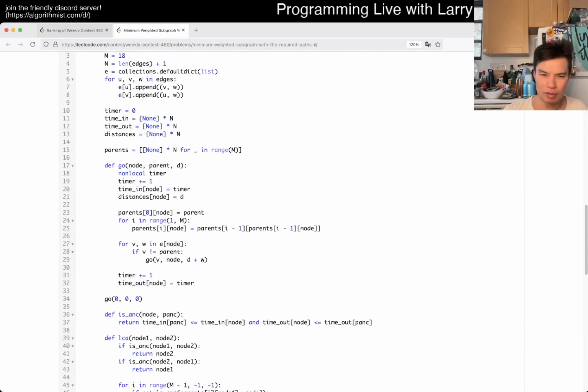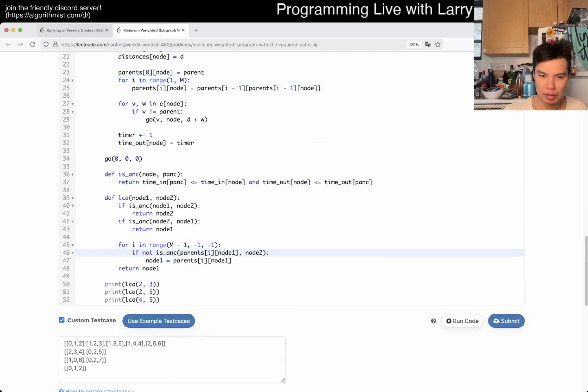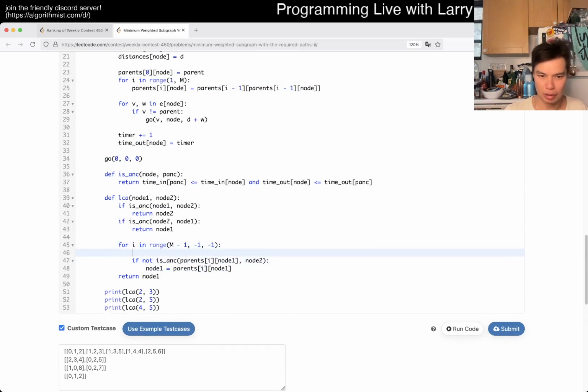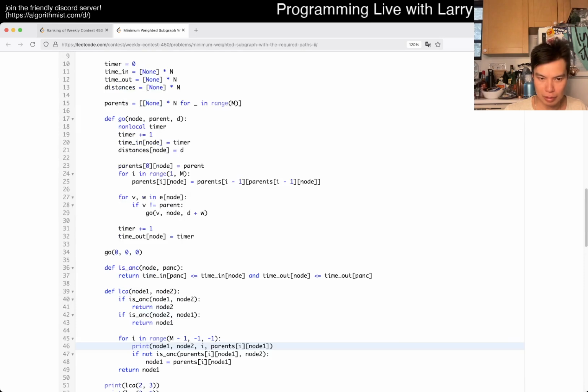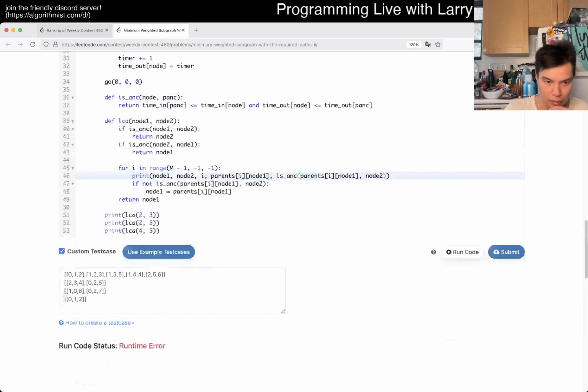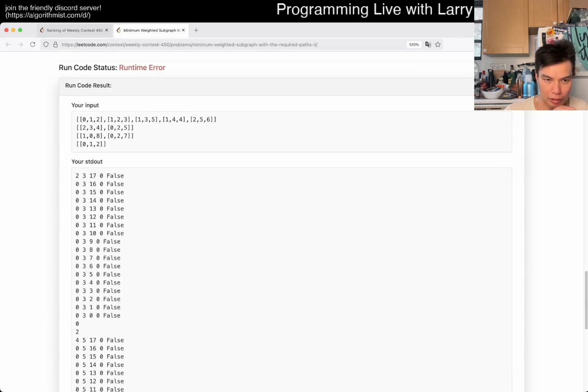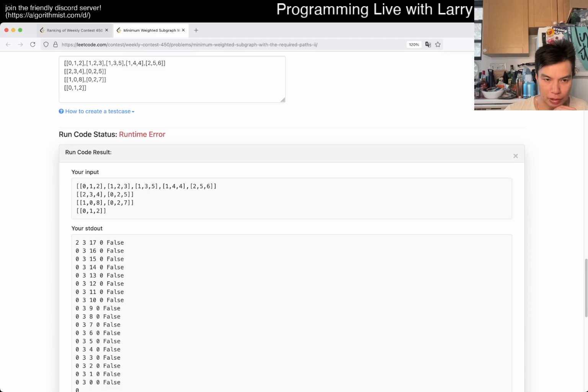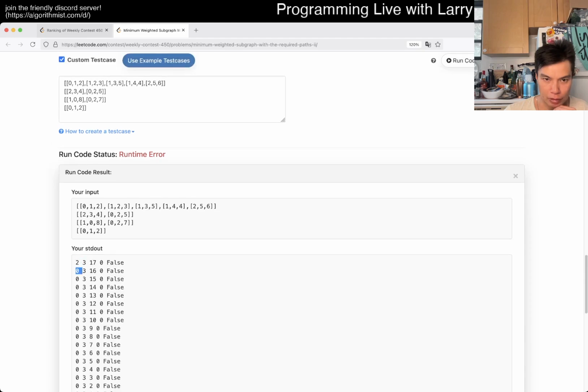Did I set this up wrong? Node 1, right? This is so annoying. Node 1, node 2, parents of node 1. I guess it doesn't really help if I don't find out the result. Okay, so the zeros, what am I putting? Between 2 and 3? 2 and 3.